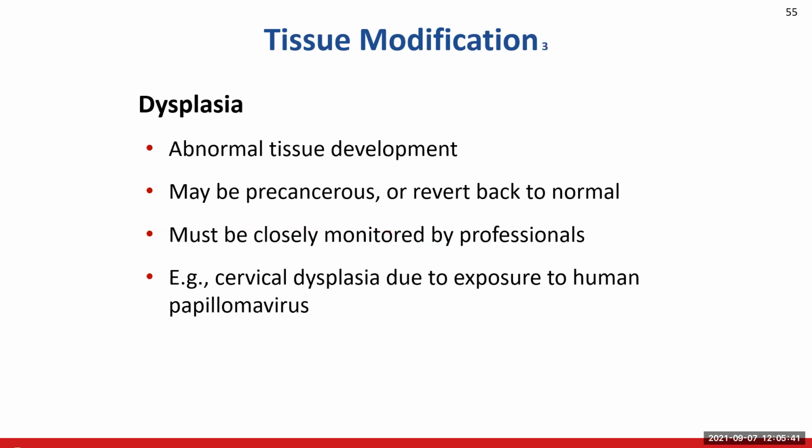All right, another type of tissue modification is dysplasia. What we're seeing with dysplasia is abnormal tissue development, often referred to as precancerous. But it can go back to the normal form. We see this quite often in females that have undergone a pap smear. They get a call from the doctor saying, we found some irregular cells in the pap smear. We want to run it again, because that will happen. That happens to almost every female.